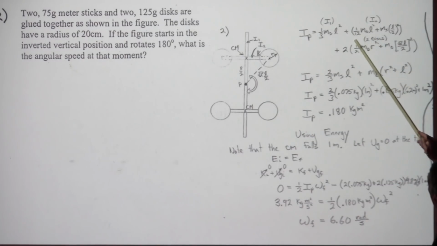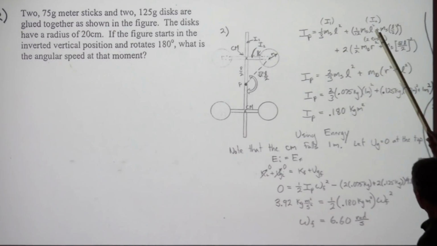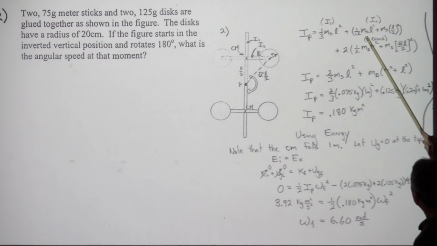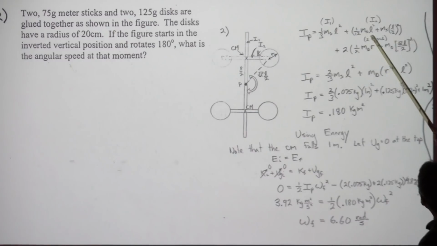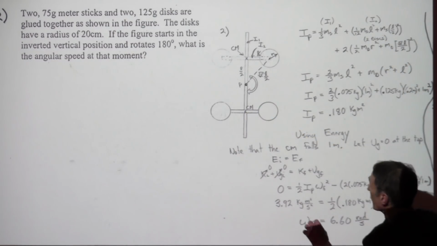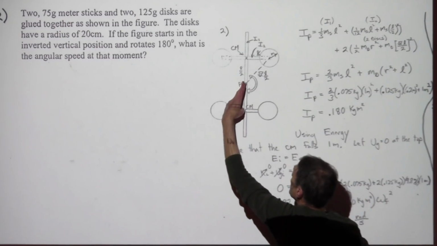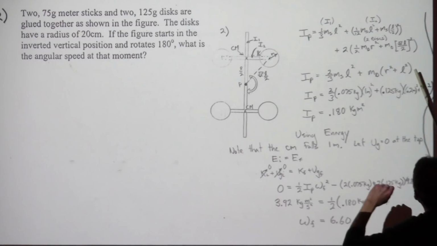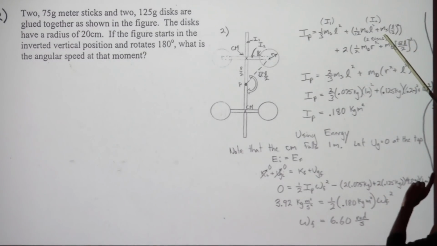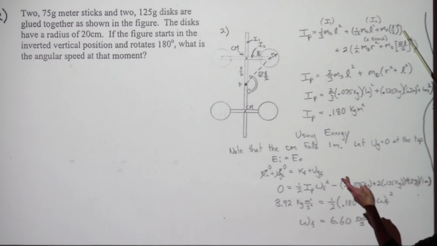We start off with the moment of inertia of the rod about the center of mass. We need that for the parallel axis theorem. Then we're going to move the axis from the center of mass of that stick, which would be right here, up to point P, which is a distance of L over 2. So that's the mass of the stick times L over 2, squared. So that's the two sticks.